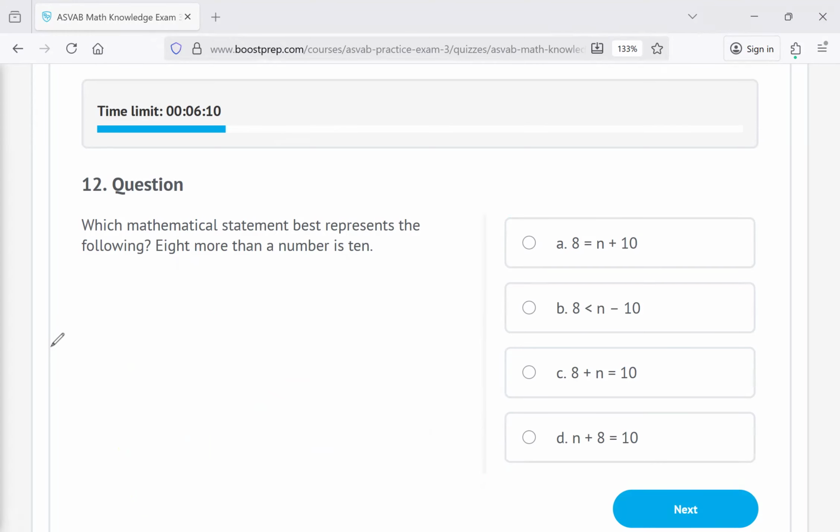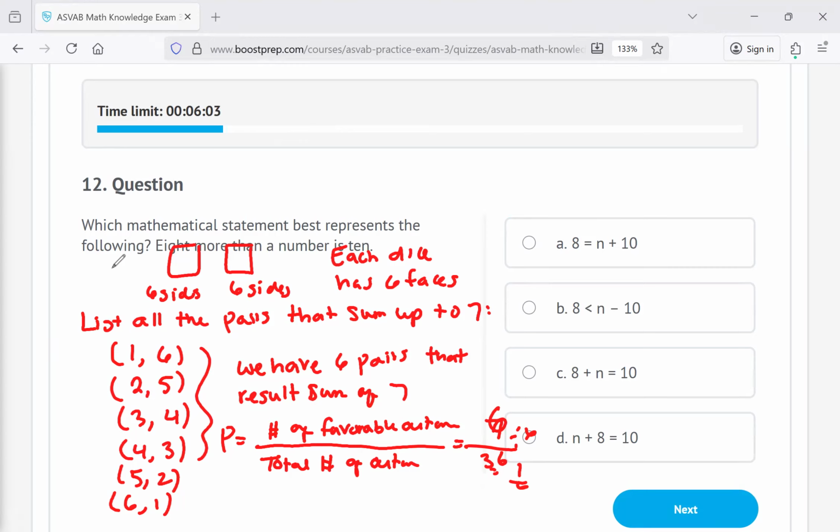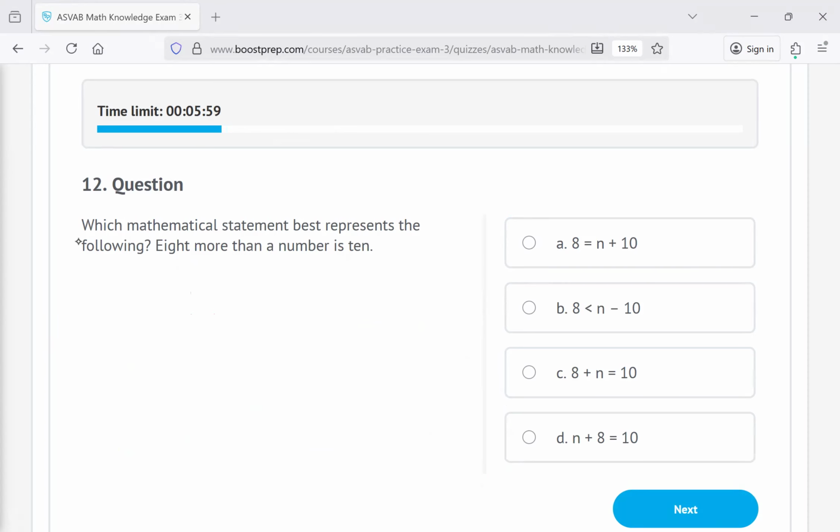Question 12 says, which mathematical statement best represents the following: 8 more than a number is 10. Okay, that's not too bad. 8 more, so that's plus 8. More than a number, so it could be x, but in our case, n, is equal to 10. So really, it's just n plus 8 equals 10.